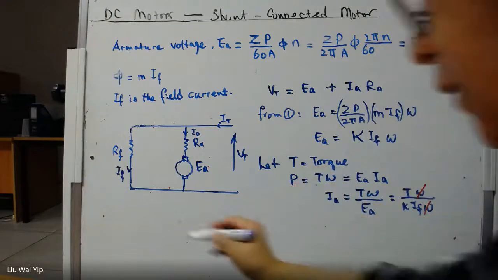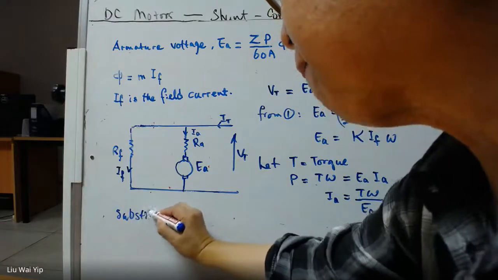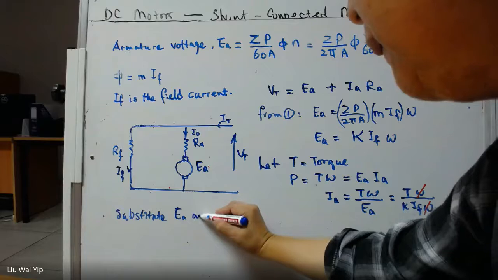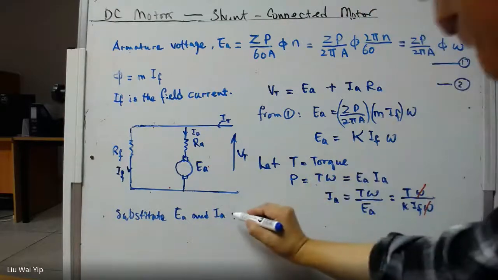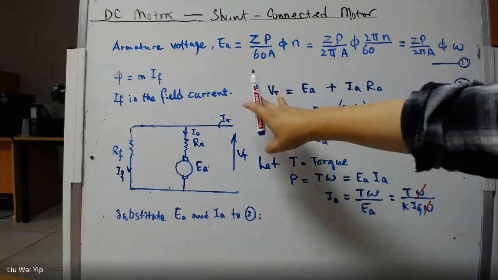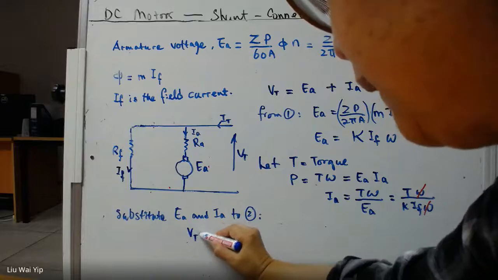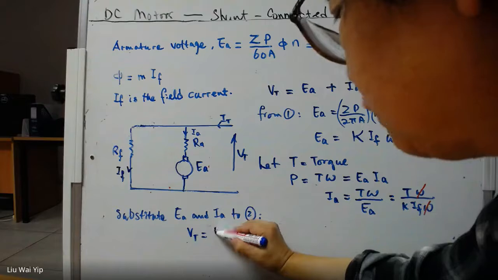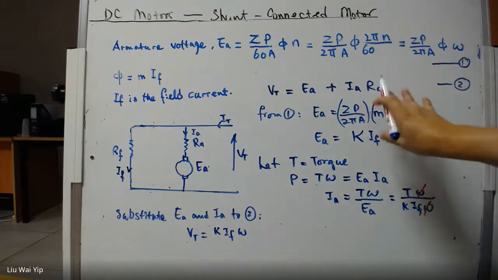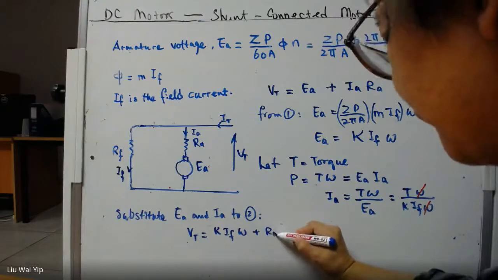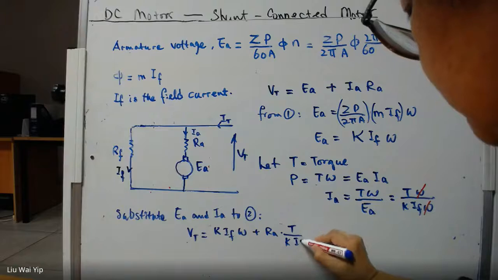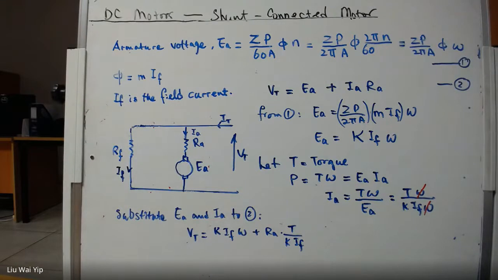So now, let's play with this. Substitute EA, which is the armature voltage, and IA back to equation 2. And let's see what happened. Let's have a look. EA is going to be KIF omega, and then IA times RA. And then IA is just like this. So this is a very important relationship.